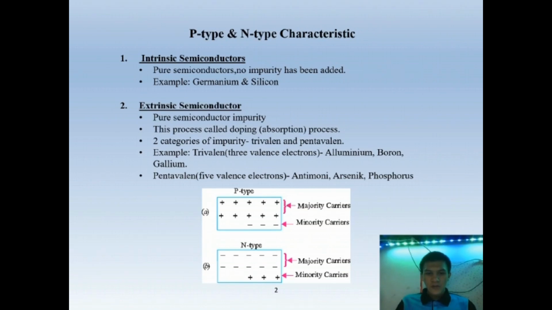Example, trivalent electrons: aluminium, boron, gallium. Pentavalent, 5 valence electrons: antimony, arsenic.